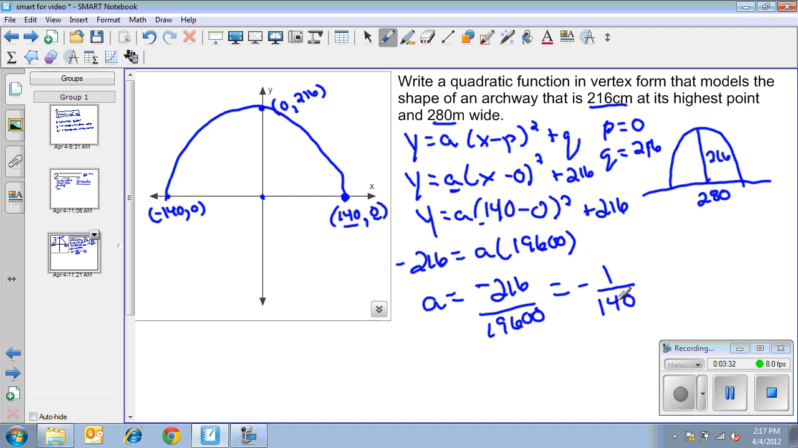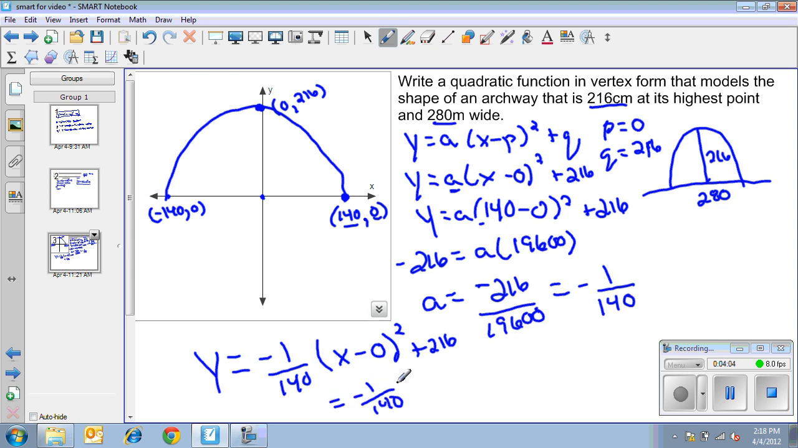And it makes sense that our a value is negative here because our quadratic graph is opening downwards. So our vertex is the maximum point on the graph. If we sub everything back in, the equation of our function is going to be y equals negative 1 over 140 times x minus 0 squared plus 216. Because I have an x minus 0 here, I can simplify that to give negative 1 over 140 x squared plus 216.